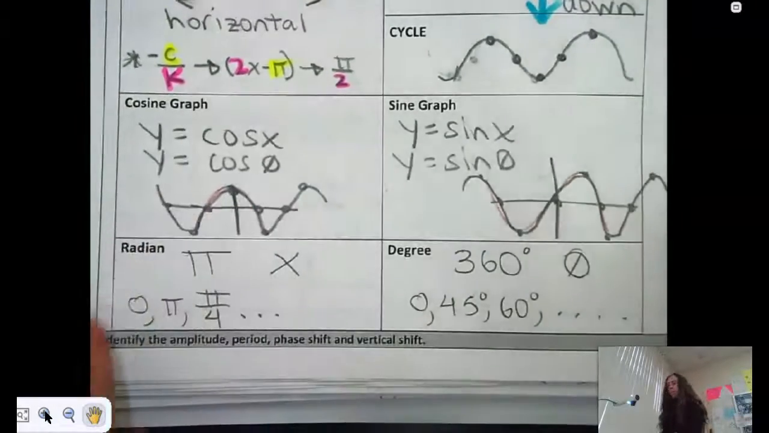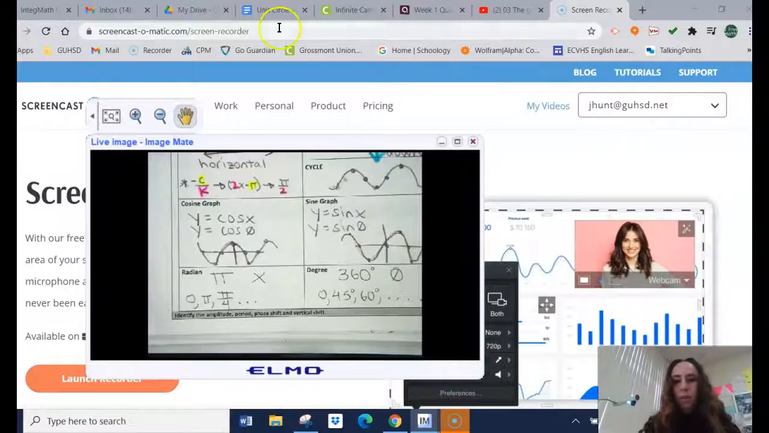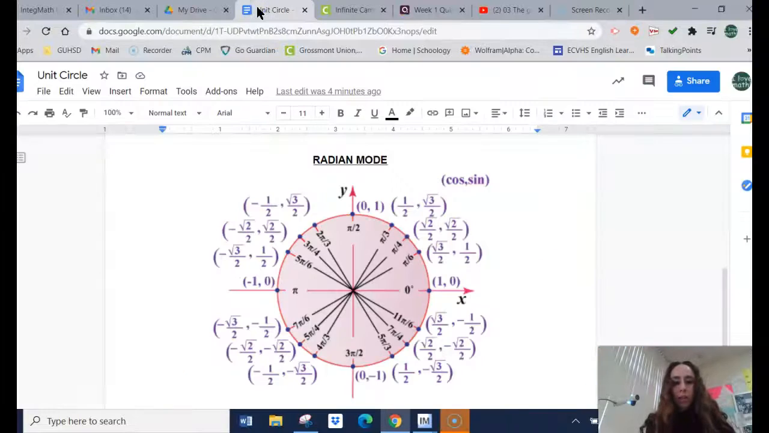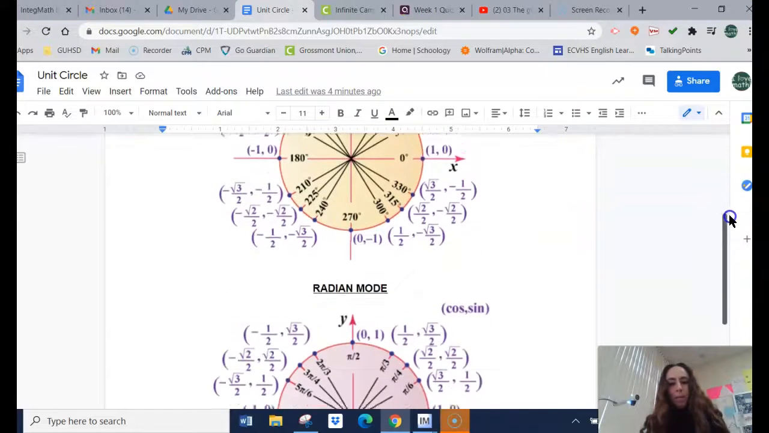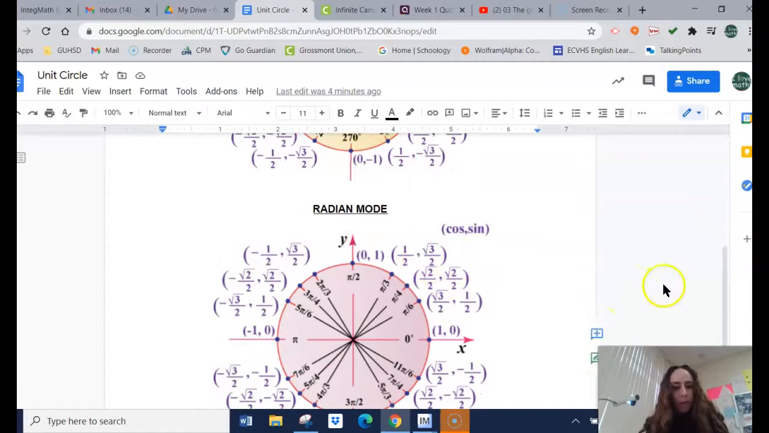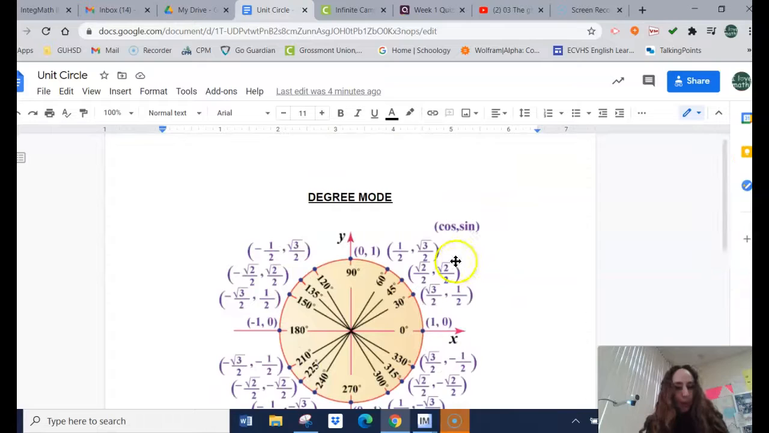So what I want to show you, I'm going to exit this, see if I can do this right. So you've done the unit circle. So if you look here, here's the unit circle. I have it in radian mode, and it's a link in Schoology, and I have it in degree mode. It's the same exact point. See, 1/2, √3/2. If you look up here, 1/2, √3/2. And remember, the first number represents cosine. The second number represents sine.